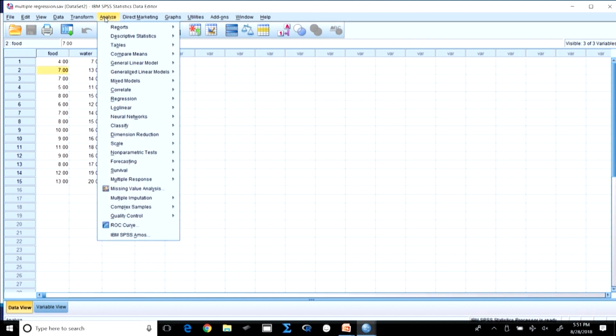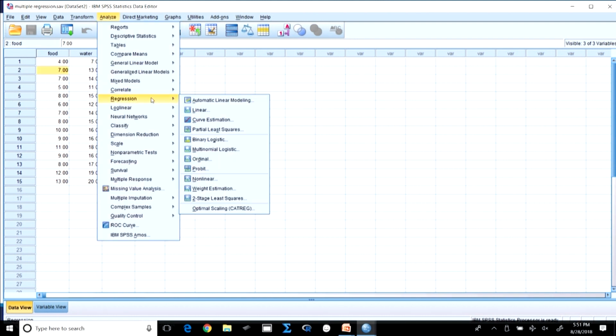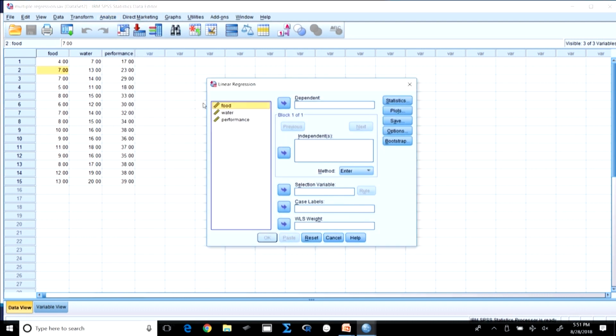So, how do I do it? Go to analyze, go to regression. It is a linear regression. What is my dependent variable? Performance. What are my independent variables? Food and water. Now I want to see how they are affecting it.